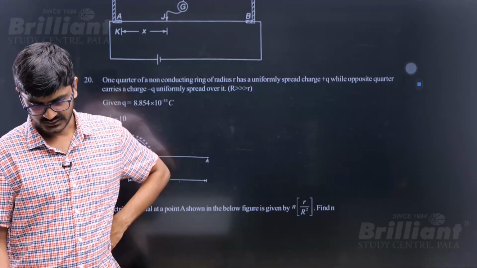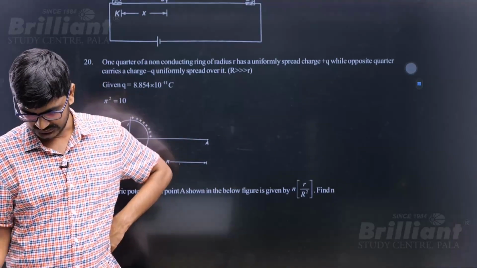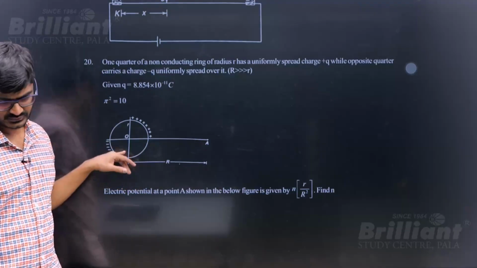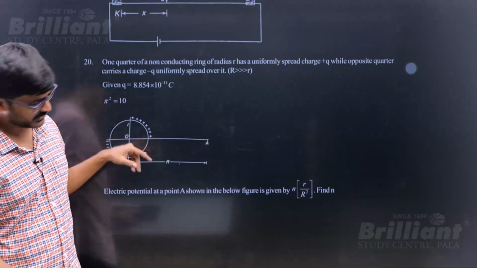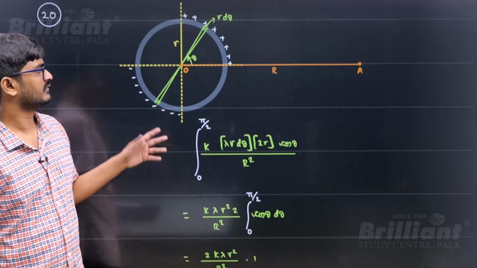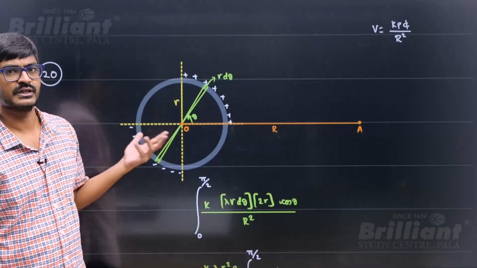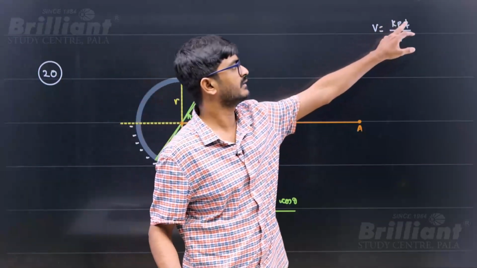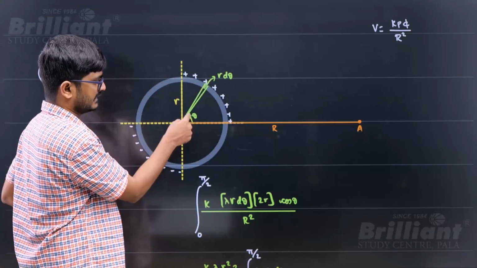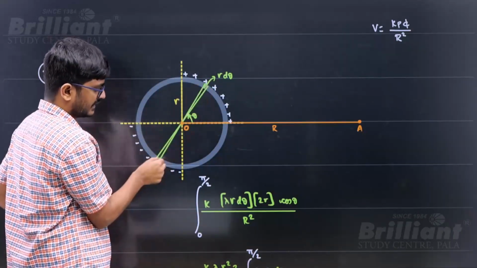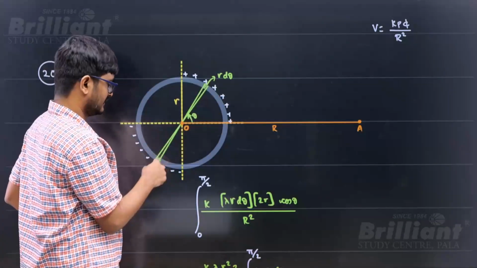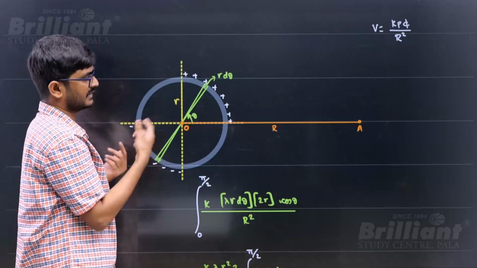A quarter of a non-conducting ring of radius R has uniformly spread charge Q, with opposite charges on opposite quarters. You need to find the potential at point A. What we'll be doing is obviously seeing the dipole. Potential due to a dipole will be K into P cos theta by R square. If I take any dipole at any angle theta, this length is going to be R d theta. So this charge is going to be lambda R d theta, and this charge is going to be negative lambda R d theta.